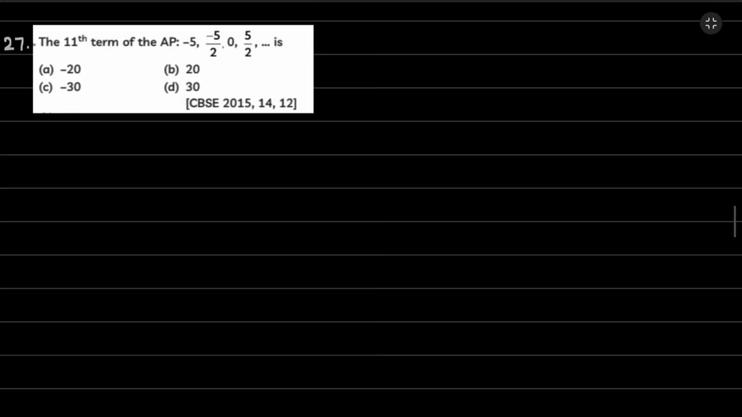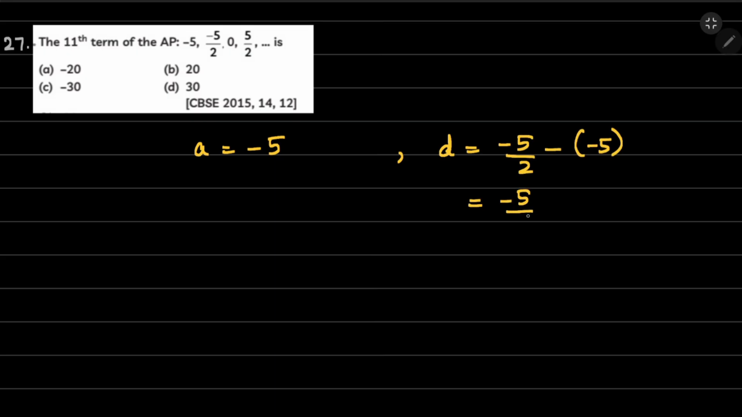Find the 11th term of the AP. You are given an AP. So let's write, our first term is minus 5. Let's calculate the common difference, that is the second term minus the first term: minus 5 by 2 minus of minus 5, so minus 5 by 2 plus 5 by 1. So take the LCM 2. So minus 5 plus 10, which is 5 by 2.